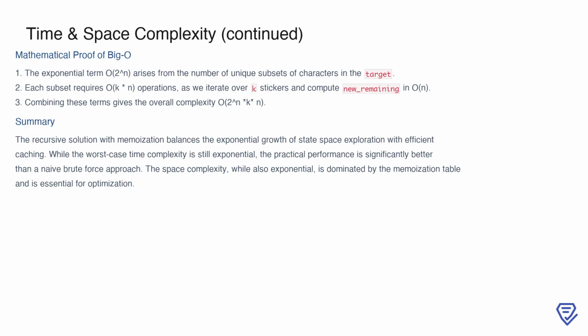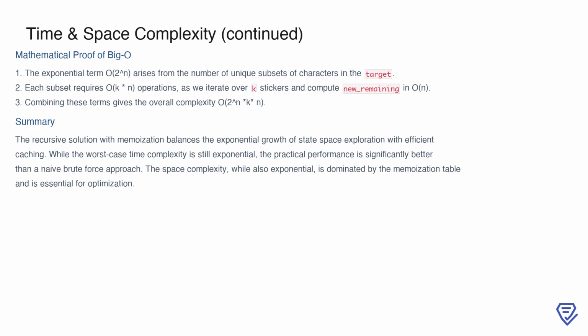The term 2 to the power of n stems from the number of unique subsets of characters in the target. For each subset, we perform k*n operations, as iterating over k stickers and calculating new_remaining both contribute to this cost. Combining these factors gives us the overall time complexity of O(2^n * k * n).